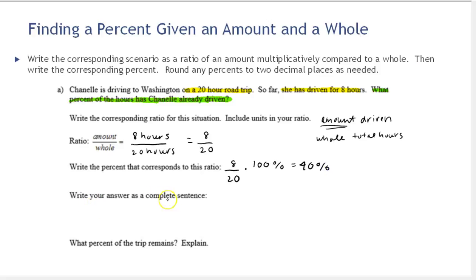Write your answer as a complete sentence. So Chanel has driven 40% of the hours of the trip.